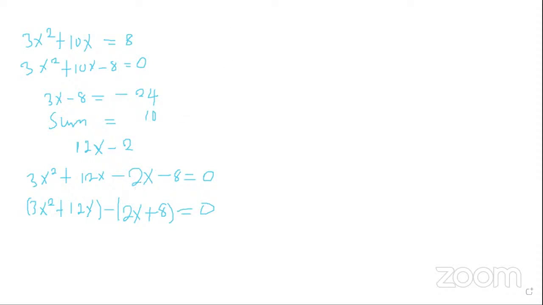Can proceed. Should I continue? Yes, please. Now I pull out the common factors in each of the brackets. For the first bracket, I'll pull out 3x in a way that when I multiply 3x times the value that will be bracket up. So I'll get 3x, open brackets, x plus 4.